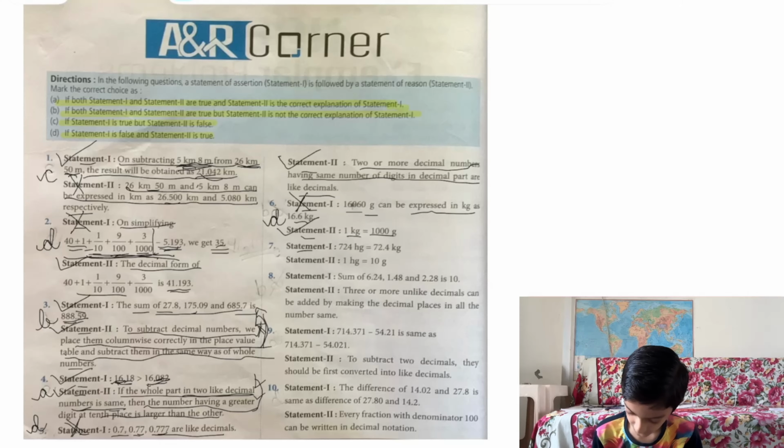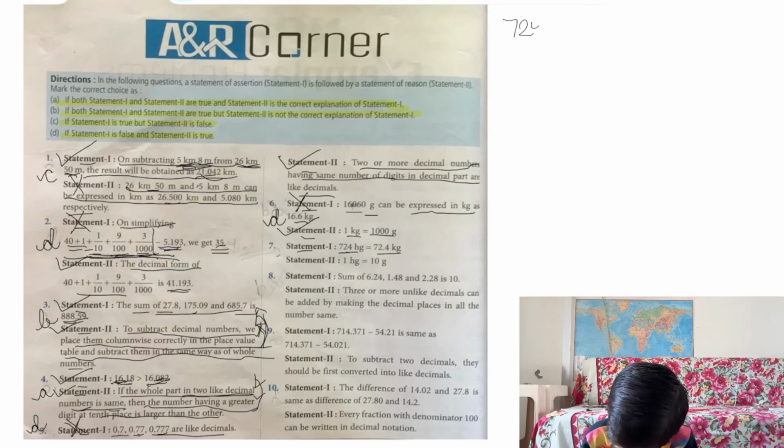Statement 1 of question 7. Here they are saying that 724 hectogram is equal to 72.4 kg. Here you should know that 1 hectogram is equal to 0.1 kg. And to convert hectogram into kilogram, we just divide the value by 10. So here we are converting 724 hectogram into kilogram. So we'll divide this 724 by 10 because the formula to convert hectogram into kilogram is to divide the value by 10.